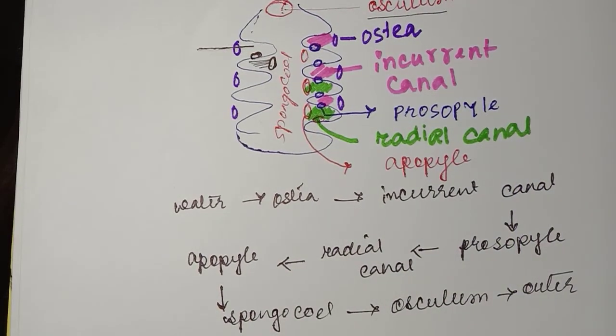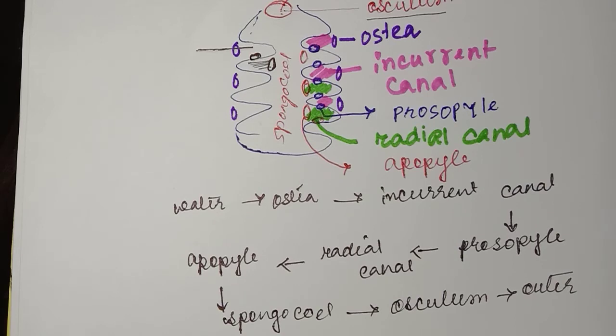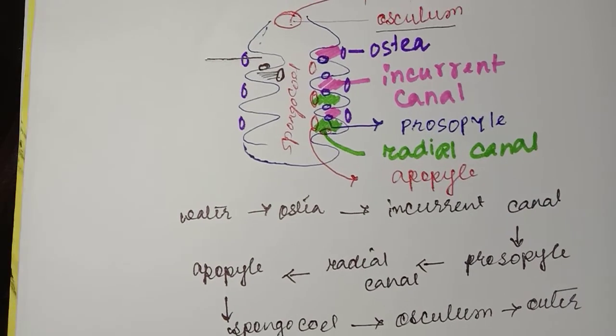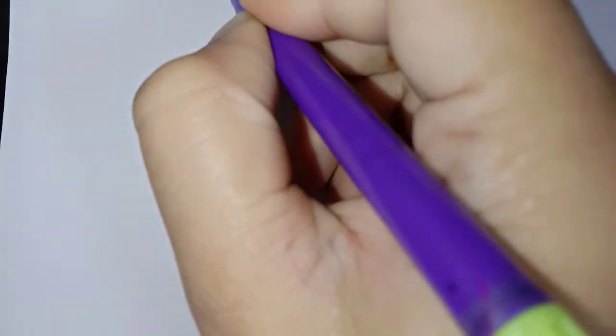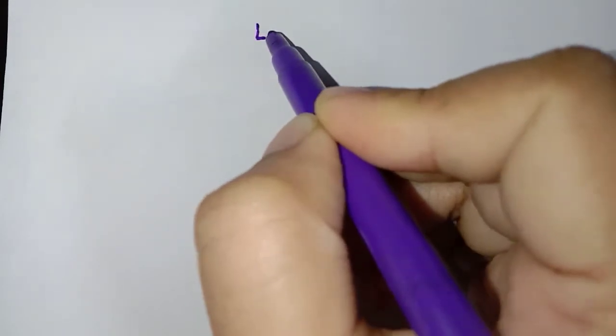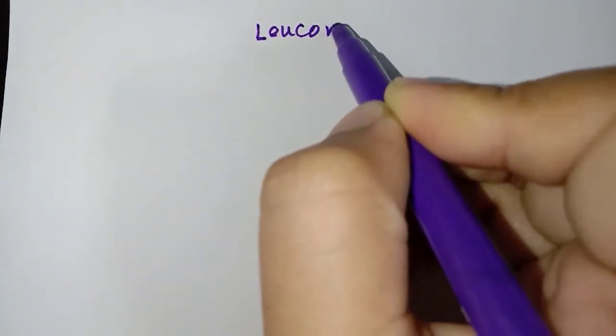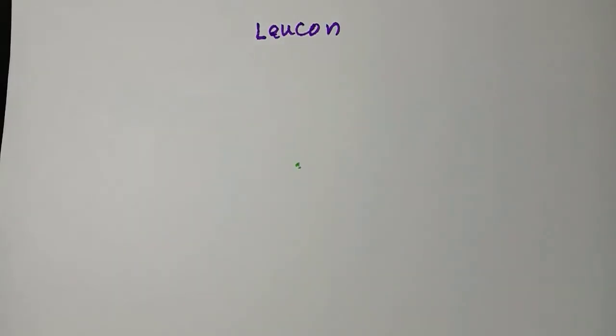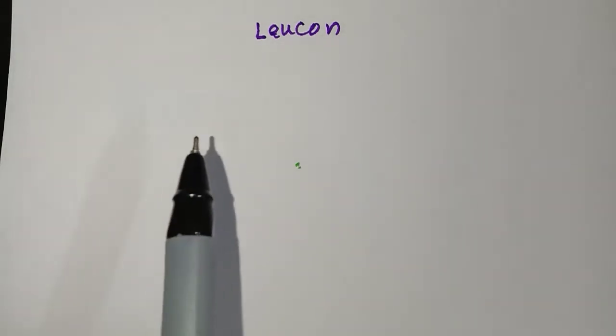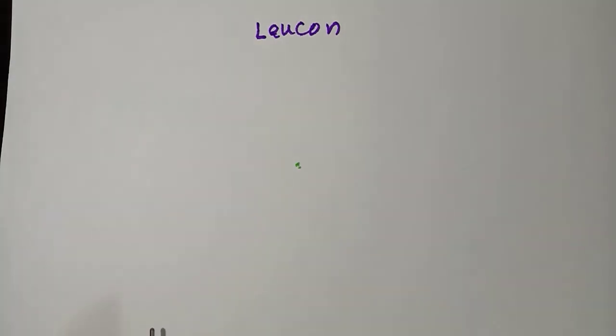Now after that, let's move to the next type of canal system. The next type is the most complex type of canal system. This is called the Leucon type of canal system. So what happens in the Leucon type? It is the most complex one. What happens in that organism? Invagination occurs not only from outside but also from inside.